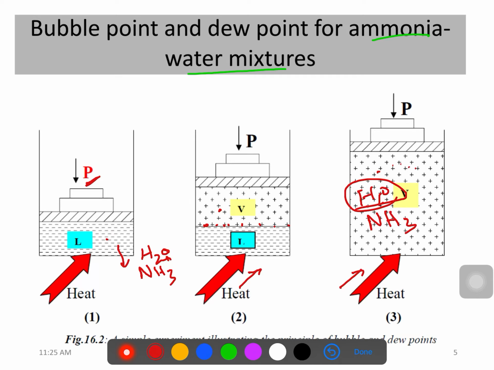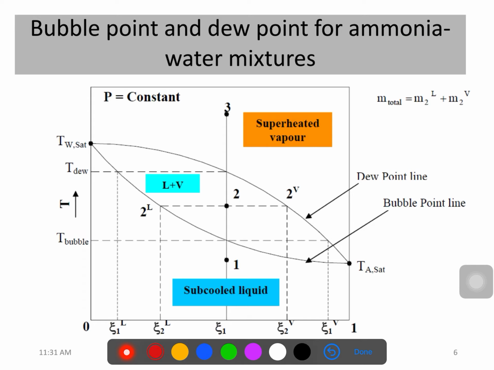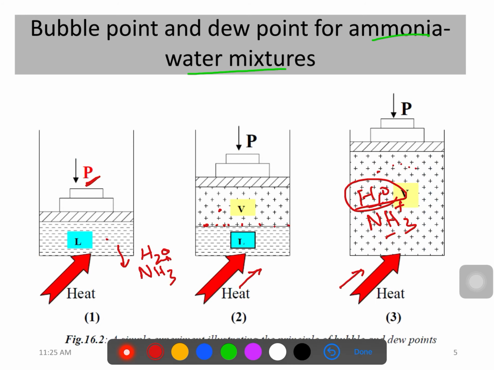Okay, now we'll discuss how to find out the property of this mixture. Once water and ammonia is there, what will be the property of the mixture? So here this is the temperature concentration diagram. You can see how we are getting this temperature concentration diagram. We are getting this diagram basically from this process.